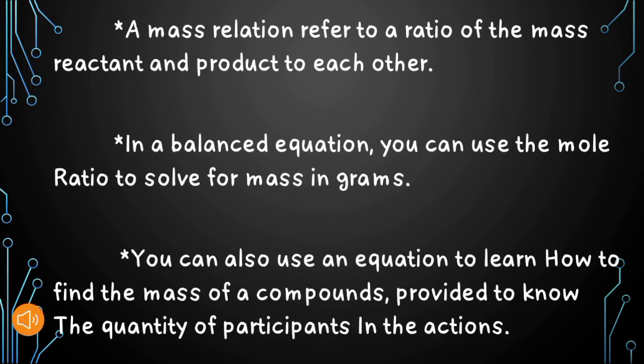A mass relation refers to a ratio of the masses of reactants and products to each other. In a balanced equation, you can use the mole ratio to solve for mass in grams. You can also use an equation to learn how to find the mass of compounds, to know the quantity of participants in a reaction.